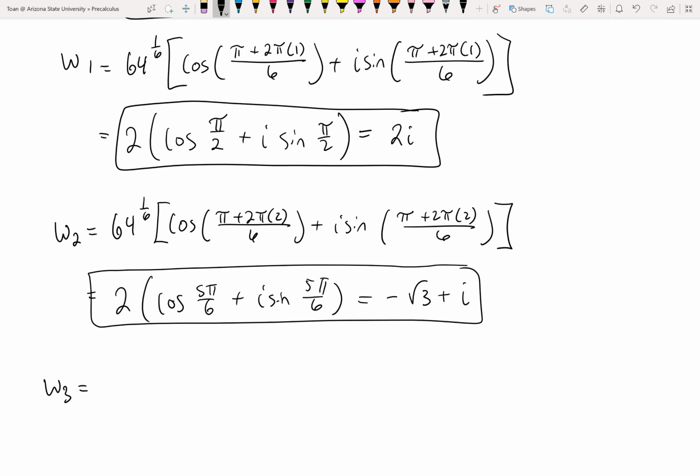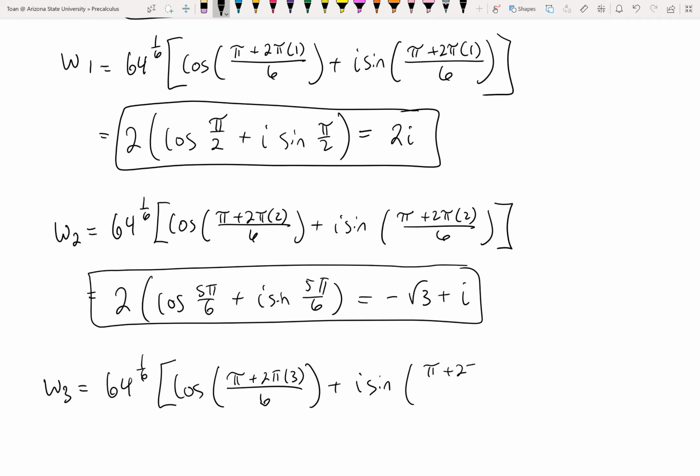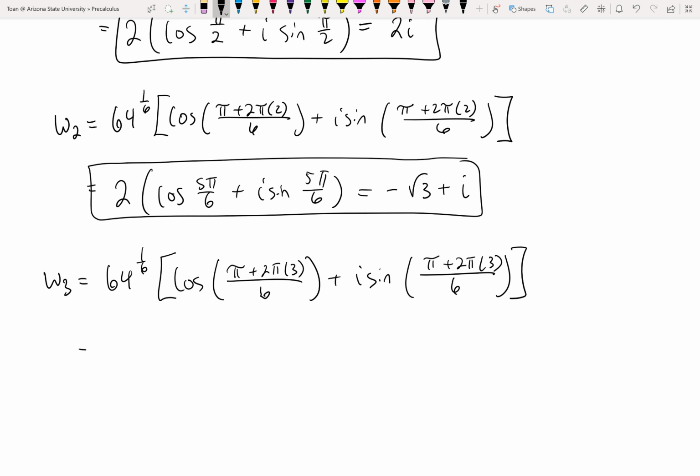W sub 3, 64 to the 1/6 power. Cosine of pi plus 2 pi times 3 over 6, plus i sine of pi plus 2 pi times 3 over 6. Which is 2. That's always going to be a 2. Cosine of 7 pi over 6 plus i sine 7 pi over 6. It's not squiggles because these are special unit circle angles, and that is going to give you negative radical 3 minus i.